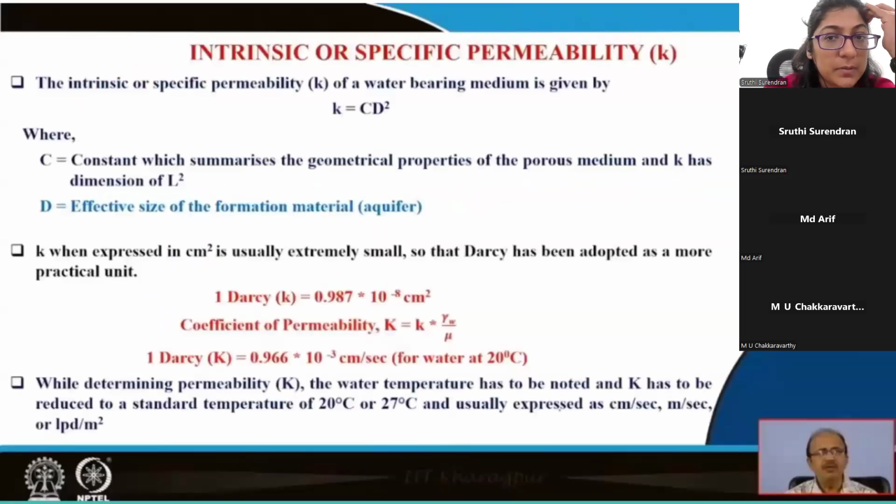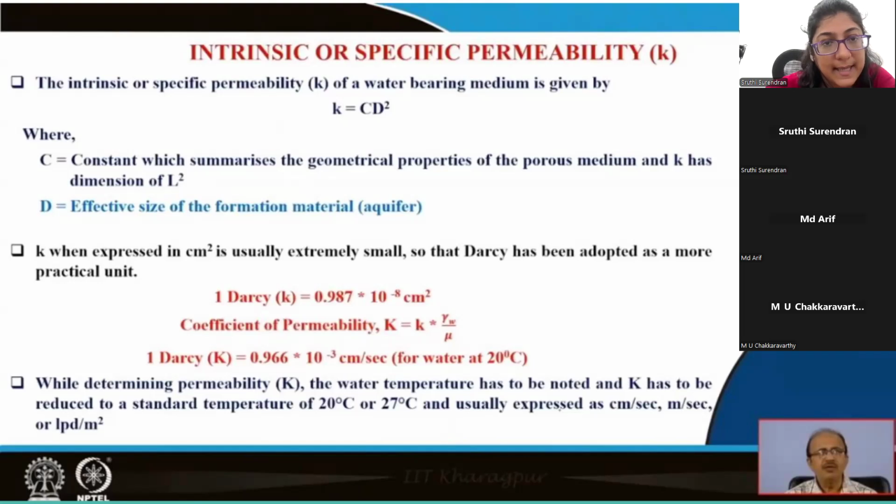Let's see what intrinsic permeability or specific permeability is. It is given by this equation, small k. So till now we talked about coefficient of permeability or hydraulic conductivity, which is depicted by capital K. Small k is equal to C into D square, where C is a constant that is summarizing the properties of the medium through which water is flowing. It has the dimension of L square, meaning centimeter square, or meter square, or whatever. And D is the effective size of the material.